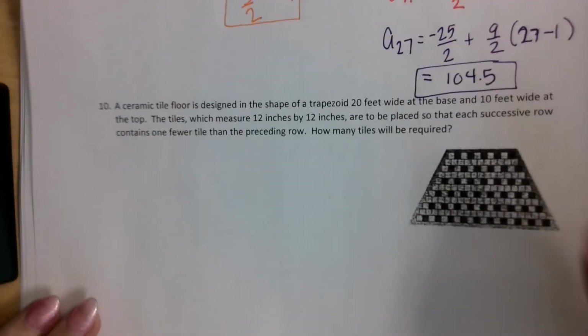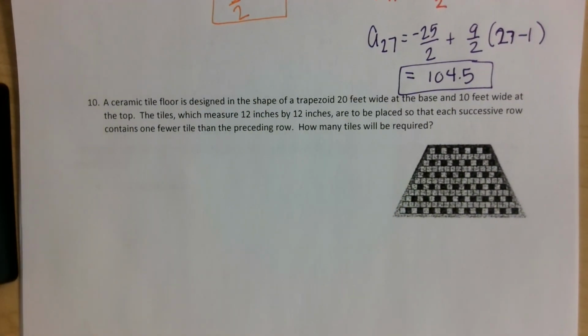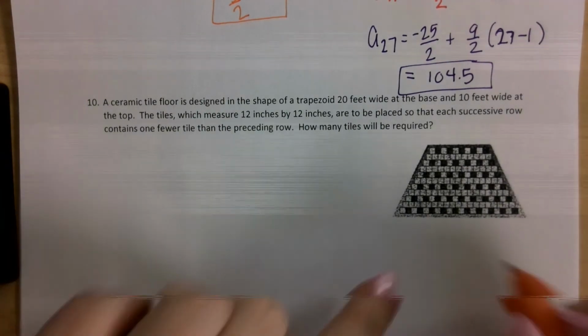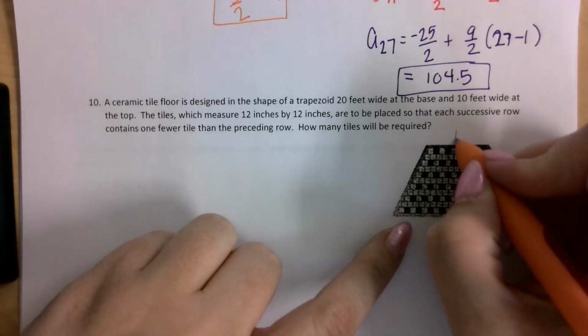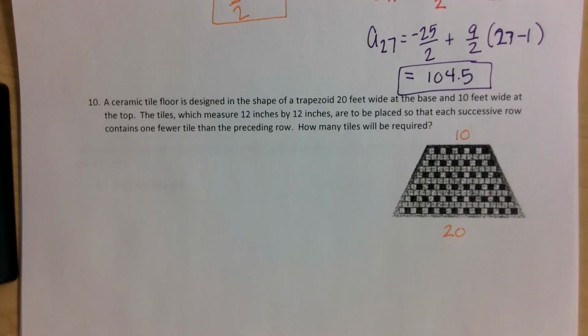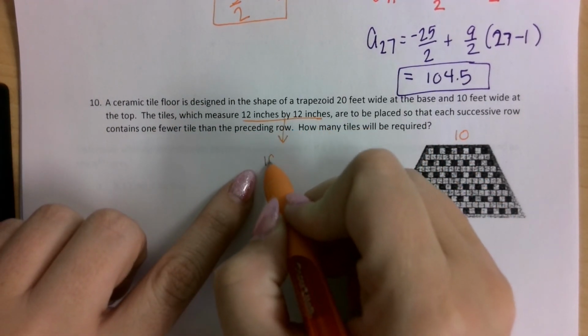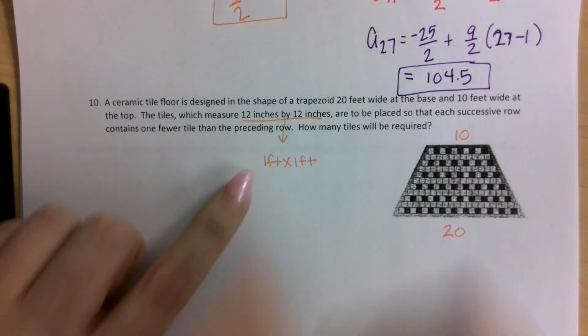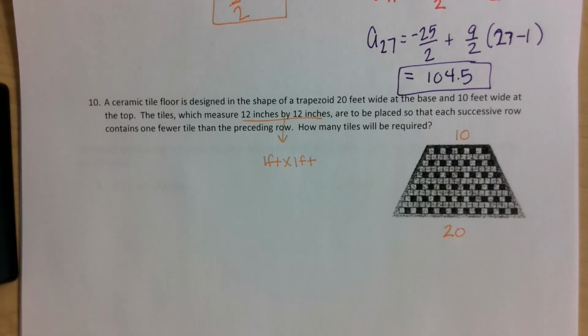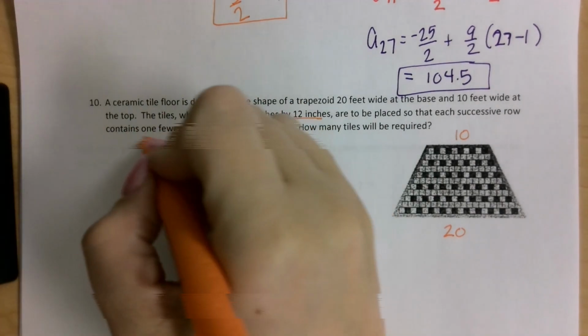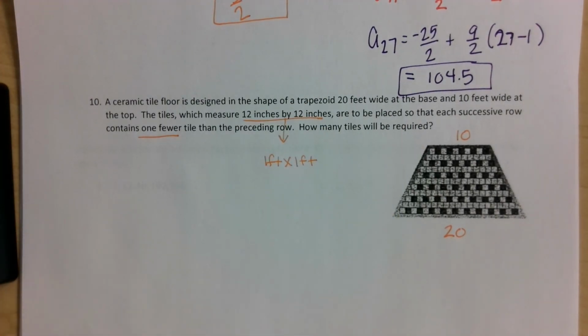All right, one last problem. So number 10 says a ceramic tile floor is designed in the shape of a trapezoid, which is 20 feet wide at the base and 10 feet wide at the top. So the bottom here is 20, the top is 10. Each tile measures 12 inches by 12 inches, which is 1 foot by 1 foot, and are to be placed so that each consecutive row contains 1 fewer than the preceding row. How many tiles will be required?